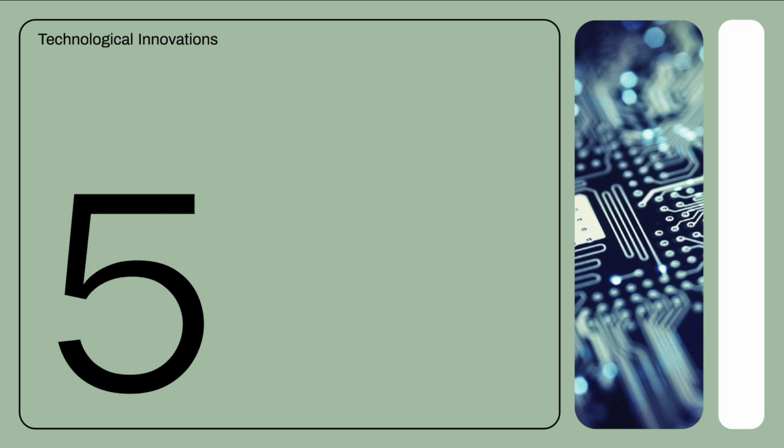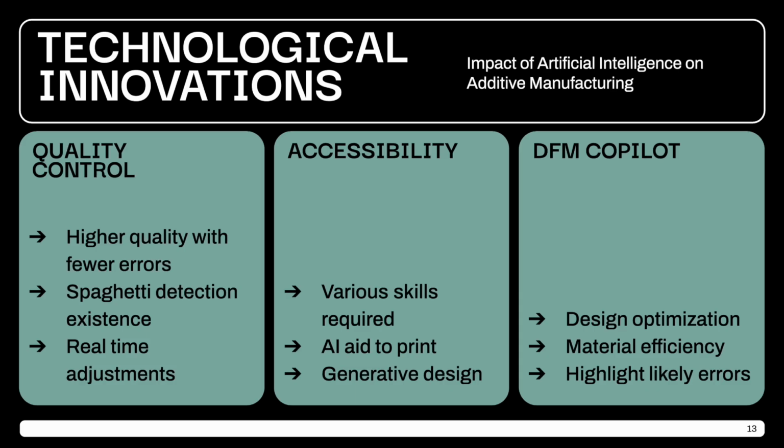Similarly, there are a lot of technological innovations in this industry. The main one of these being the impact of artificial intelligence on additive manufacturing. AI can be used as a means of quality control. AI can ensure a higher quality with fewer errors. This can be through things like spaghetti detection, where the computer can detect when the filament is not adhering to the surface. And AI can make real-time adjustments to the parts to ensure that every layer is being printed properly.